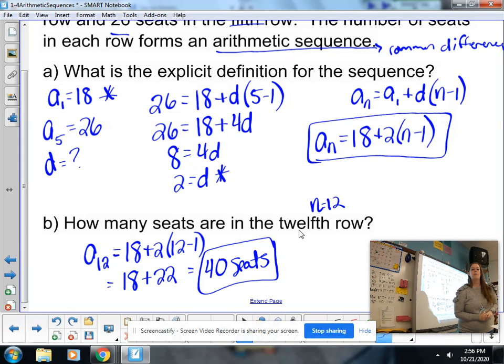That is going to do it for this video. In the next video, we're going to be looking at taking our sequences and adding up the terms in them. Maybe in this auditorium, it's nice to know how many seats are in each row, but you want to know the total number of seats in an auditorium because you're trying to figure out capacity for some type of event. So those are called series, and we'll do further work with them coming up.